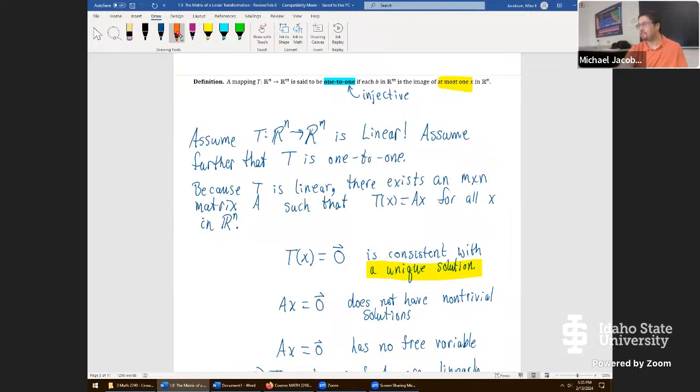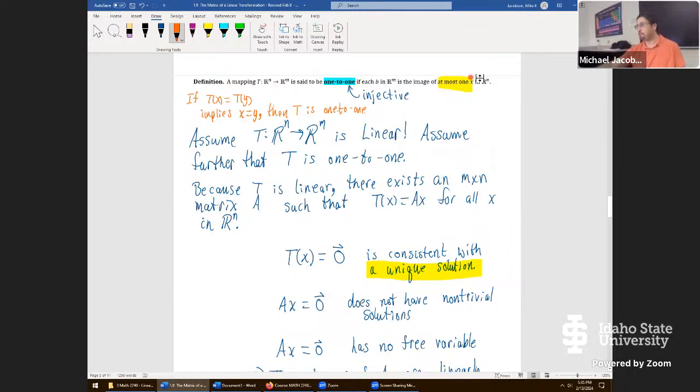But for thinking about one-to-one, let's write down another equation. Sometimes one-to-one is defined in this way: if T of X equals T of Y implies X equals Y, then T is one-to-one. In other words, if T of X maps to the same place that T of Y does, well, X and Y had to have been the same exact vector. So that's one way to think of one-to-one.